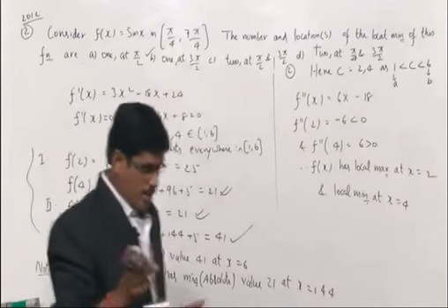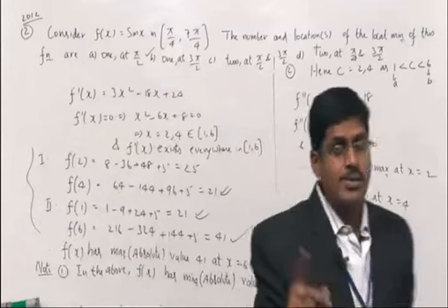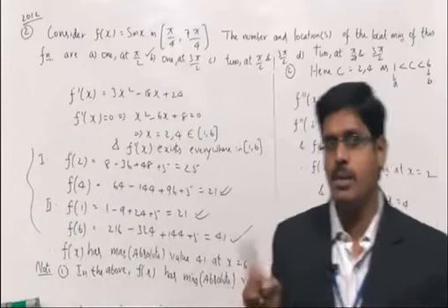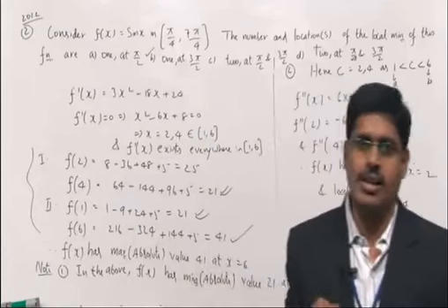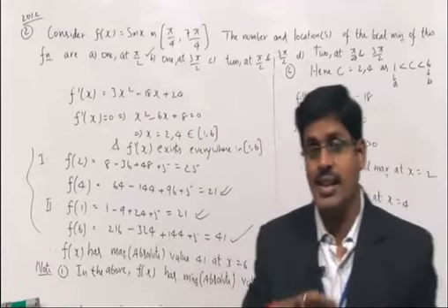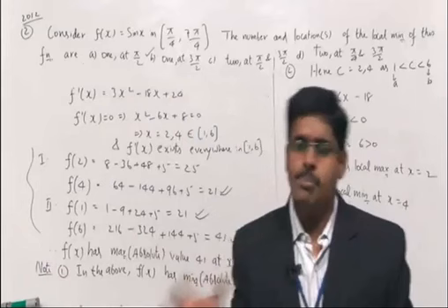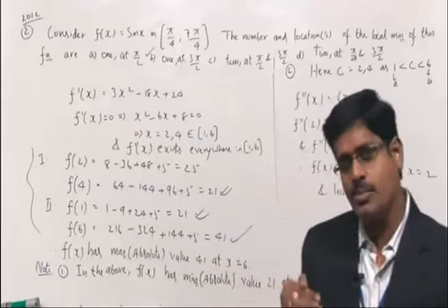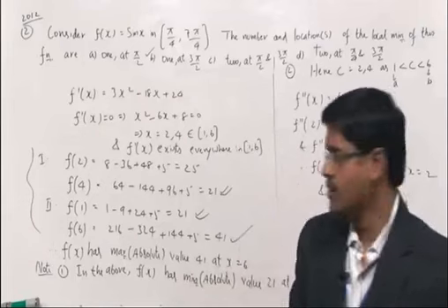And remember, at the end points, local maxima minima never occur. Absolute maxima minima can occur at any point in the interval, either at the end points or between the end points also. Absolute maximum can occur at any place, but local maxima minima cannot occur at the end points. Okay.